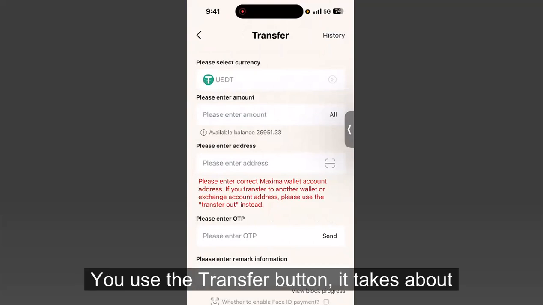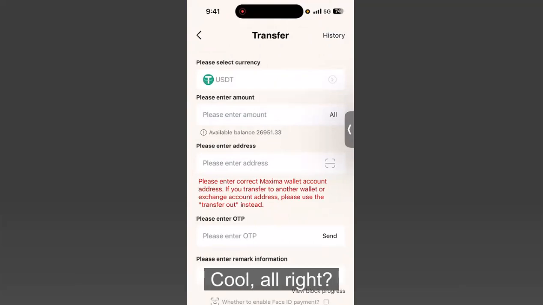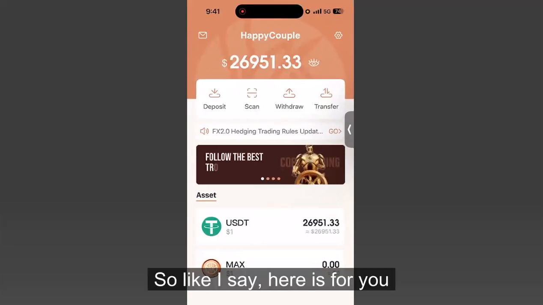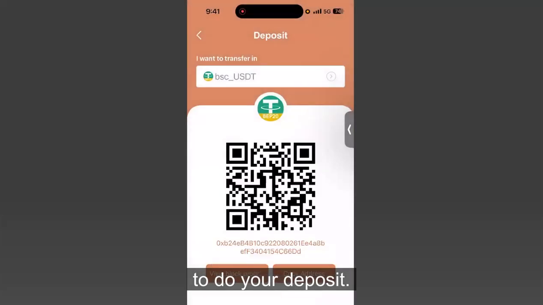You use the transfer button, it takes about 1 minute. Okay, cool. All right, so like I say, here is for you to do your deposit.